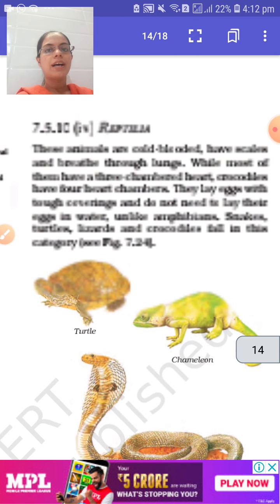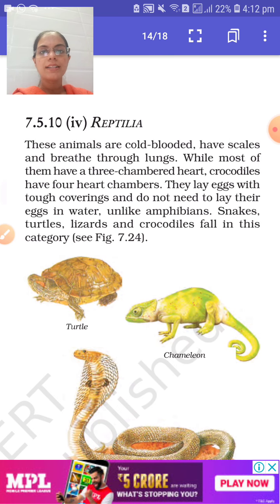Fourth one is reptiles. This you might be knowing. What are reptiles? These animals are cold-blooded. They can change their body temperature according to the atmosphere, have scales and breathe through the lungs. See, as we go to the upper level, the body organization of organ systems is being developed as we go up, right? They do have lungs for breathing, means respiration is through the lungs. While most of them have a 3-chambered heart, crocodiles have a 4-chambered heart, like humans.